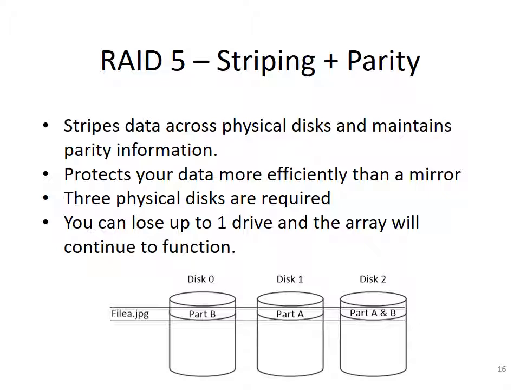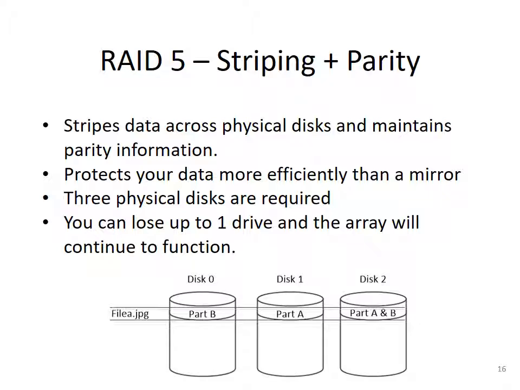So let's go through the bullet points here, and then we'll look at an example of how this works. First off, it protects your data a little bit more efficiently than a mirror. Efficiency in this case refers to the amount of storage that it actually uses. So rather than it being 1/2 the storage, it's just the number of disks you have minus one disk. So if you have 3 1 terabyte drives and you put them in a RAID 1 array, you'd get 1.5 terabytes. In a RAID 5 array, you would get about 2 terabytes worth of data. So it's more efficient than a RAID 1. It does require 3 physical disks, and again, you can lose up to 1 drive, and the array will continue to function.